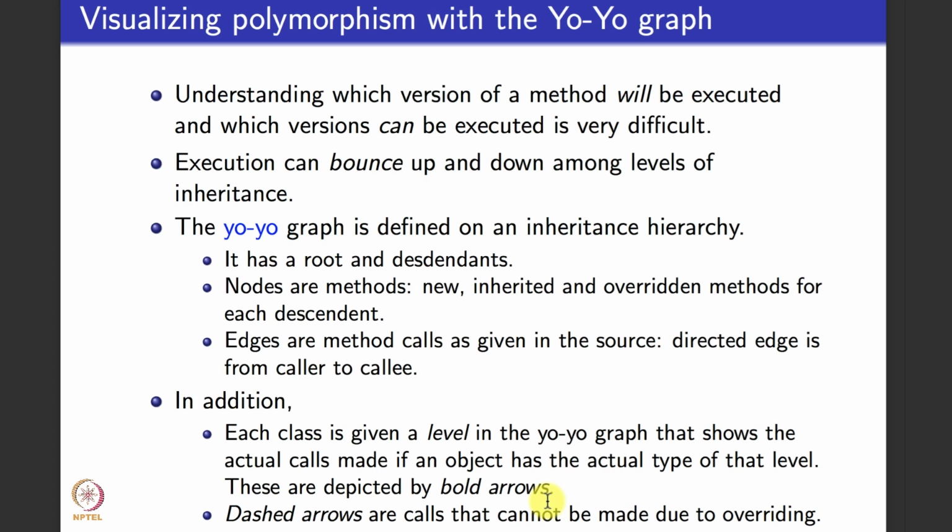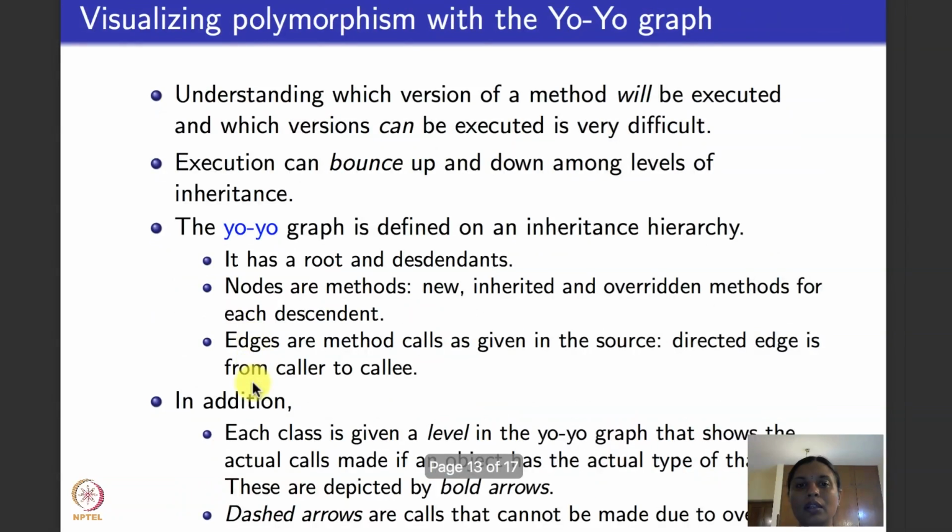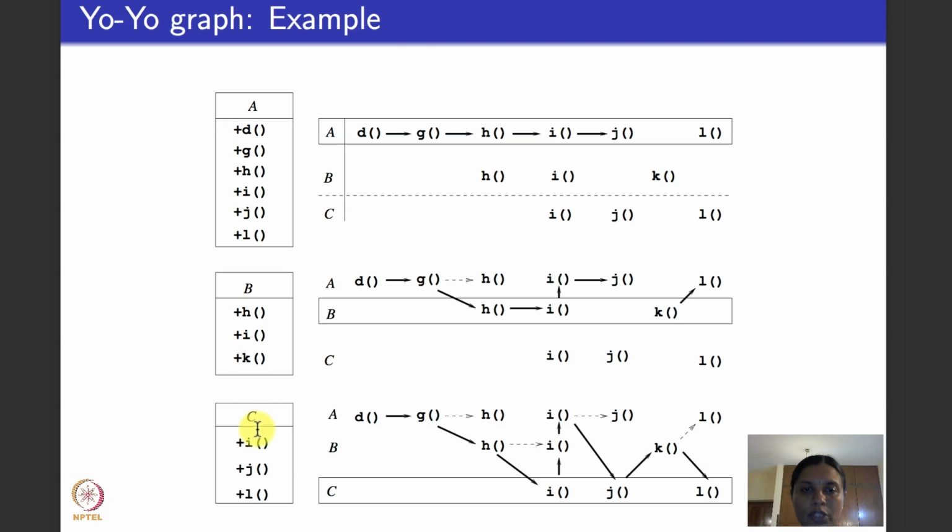The yo-yo graph also has dashed arrows, which are lighter, which talk about the calls that cannot be made because the methods have been overridden. So for the example that is given here, if you remember this method, class A 6 methods, class B 3 methods, class C 3 methods, here is how the graph looks. On the left-hand side here, that I'm tracing with the cursor, I have just copied the same thing, but I have omitted the arrows corresponding to overriding, just not to clutter the figure too much.